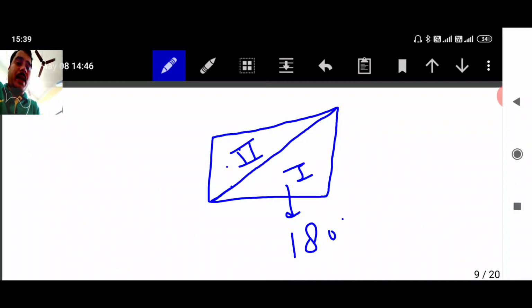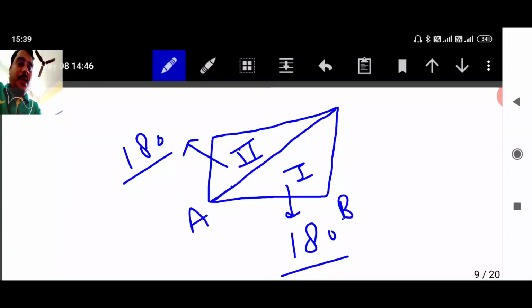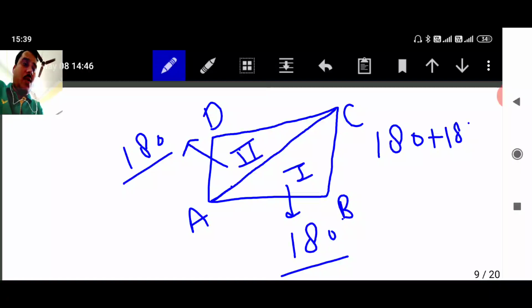180 degrees. The sum of angles of a triangle is 180 degrees. This means triangle ABC and triangle ACD give 180 plus 180, and we get 360.